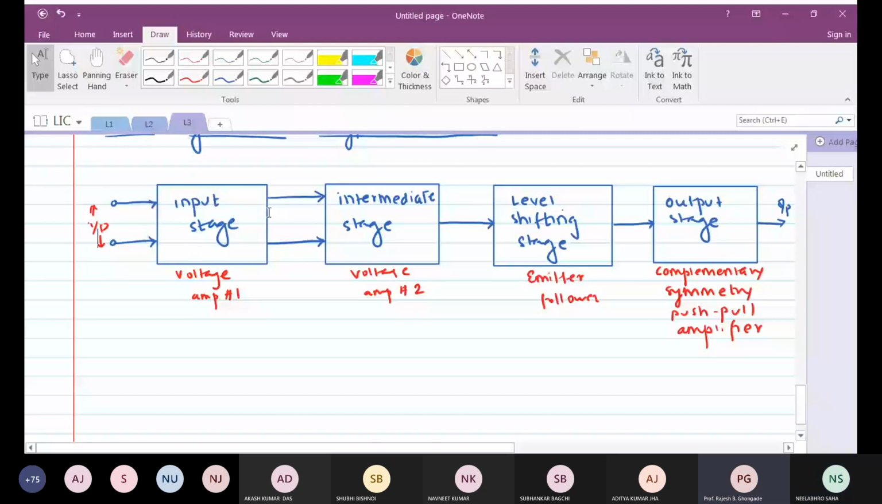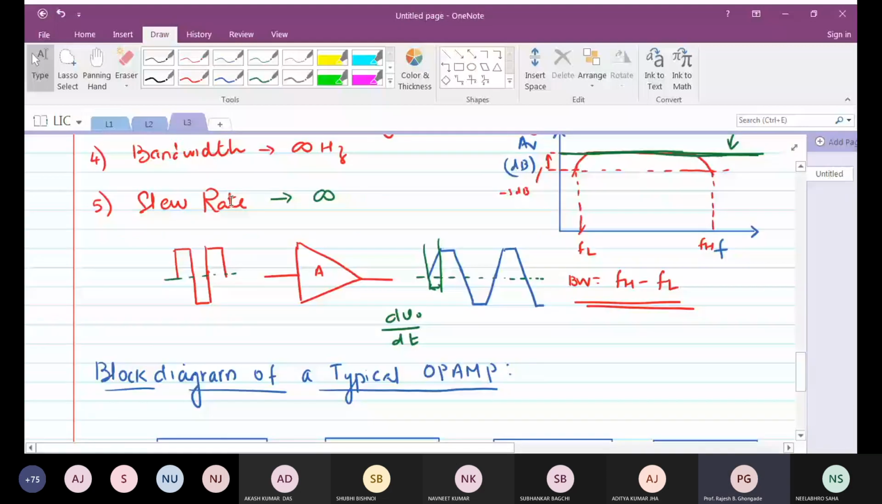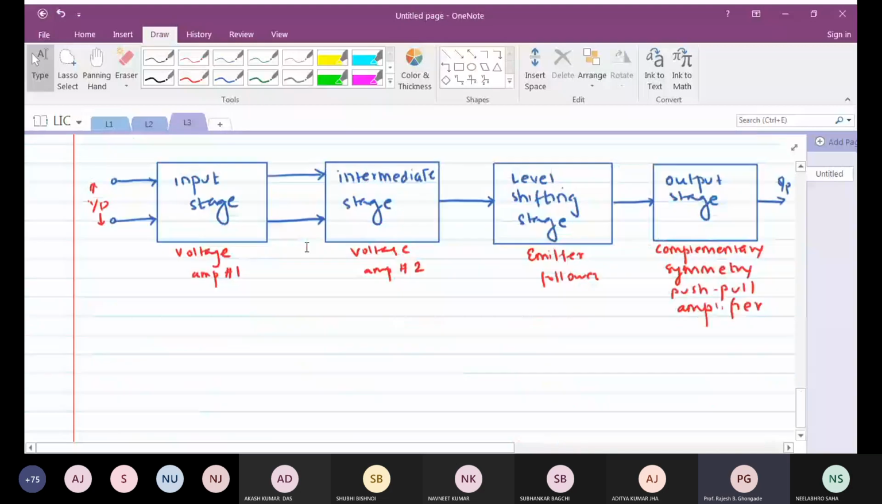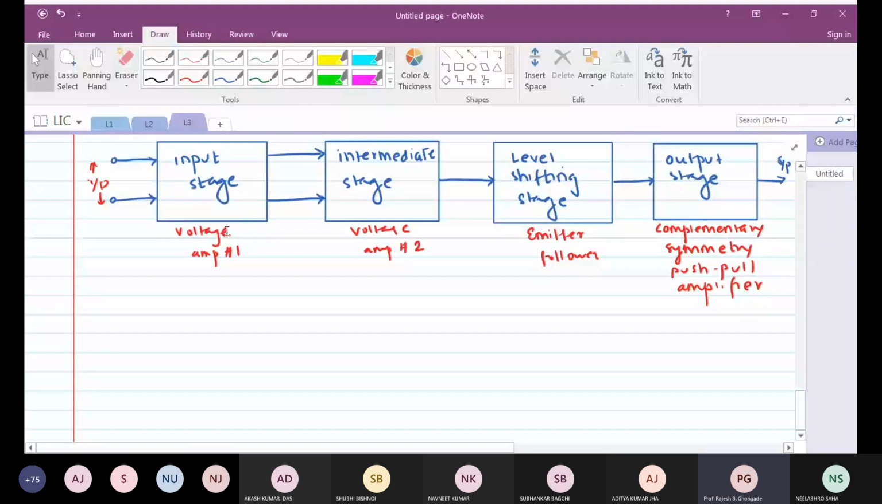Exactly. So we started our basic discussion with saying that we should have open loop voltage gain of the amplifier as high as possible, and that is not possible with a single stage. So what we do is we go for a two-stage amplification. Are you able to understand this, all of you? This ensures voltage amplifier 1 and voltage amplifier 2 will give you a very large open loop voltage gain. Okay, we are going to discuss each and everything in much more detail.